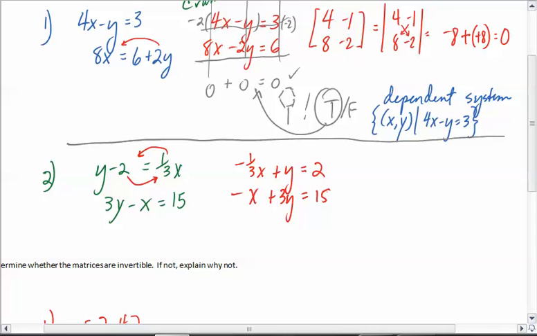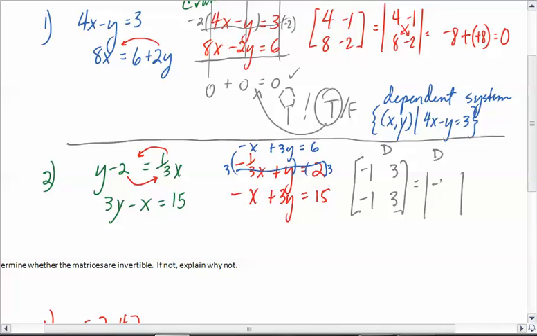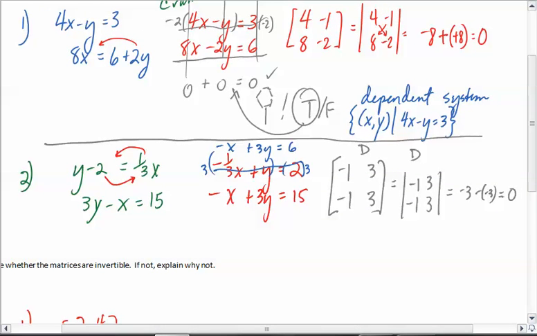So I'm going to multiply through this top thing by 3, and I'm going to have negative x plus 3y is 6. I'm going to put that in my coefficient matrix. So I have negative 1, 3, negative 1, and 3. I'm going to call that my D. So here it is, the determinant: negative 3 minus negative 3. You got it, 0. So I can't use Cramer's.